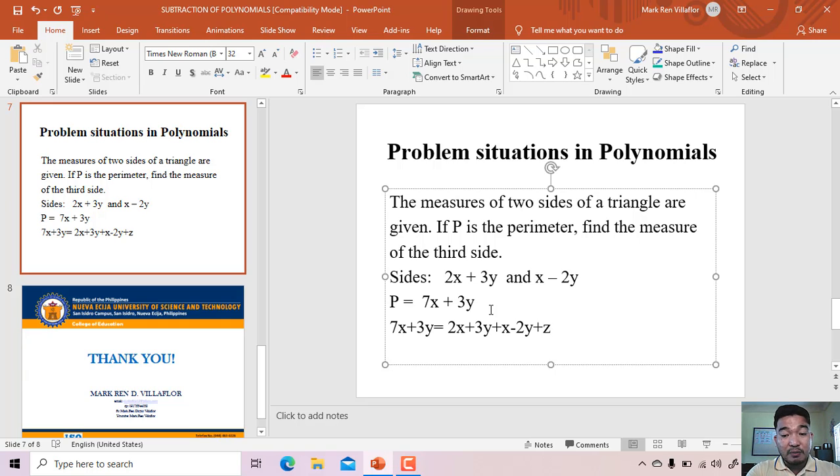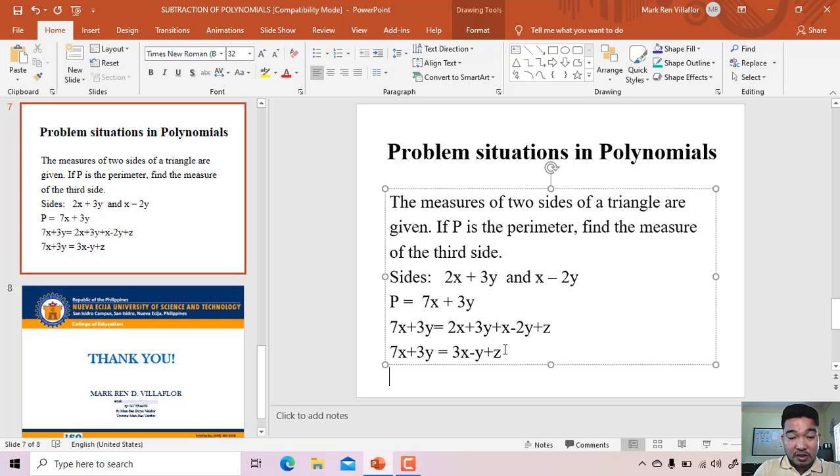So, ang hahanapin natin, ano yung value ni z? So, ilipat lang natin para makuha natin yung value ni z. Ito, yung buo na to, simplify muna natin. So, magiging 7x plus 3y is equal to, what are the like terms here? 2x and x. So, 2x plus x is 3x. Then, 3y minus 2y is y, plus z. Okay, para mawala itong si 3x plus y sa kanan, ililipat natin yan, ano?